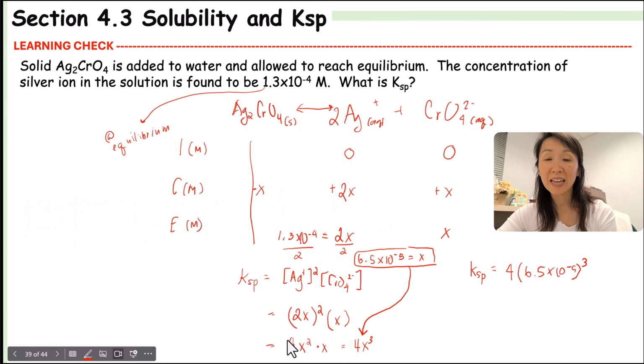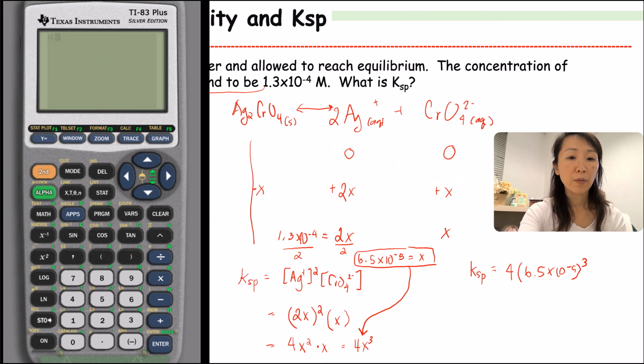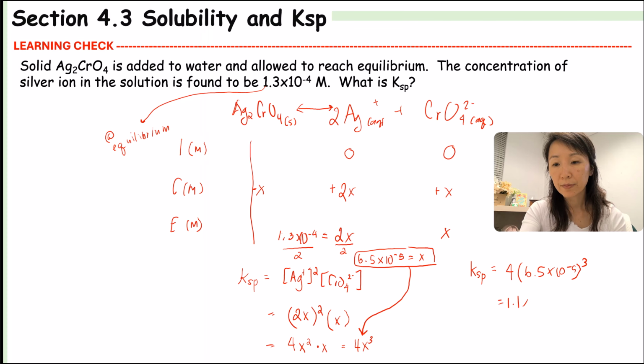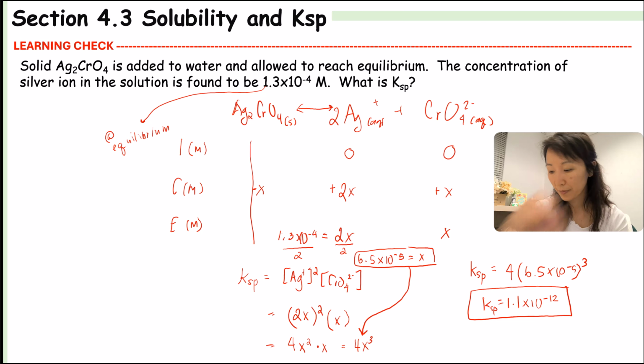So let's put that in the calculator. So we have 4, parentheses, 6.5 times 10 to the negative 5, close the parentheses, and then that's to the third power. And I get, with the right sig figs, 1.1 times 10 to the negative 12 is my Ksp.